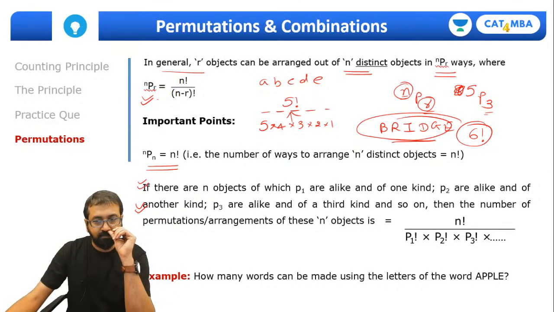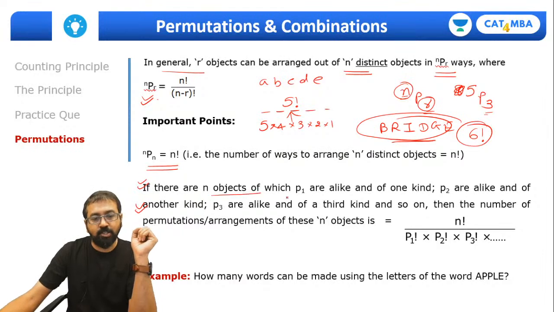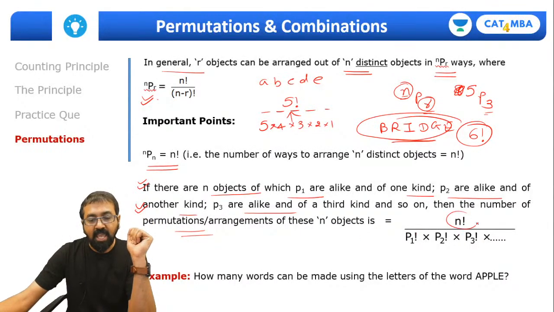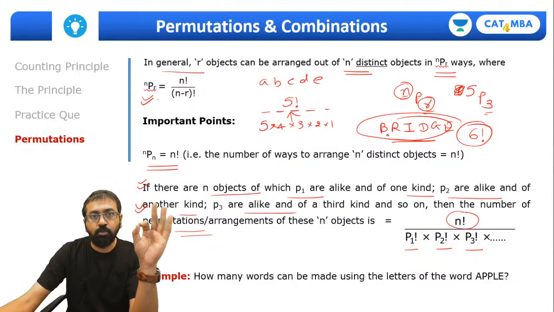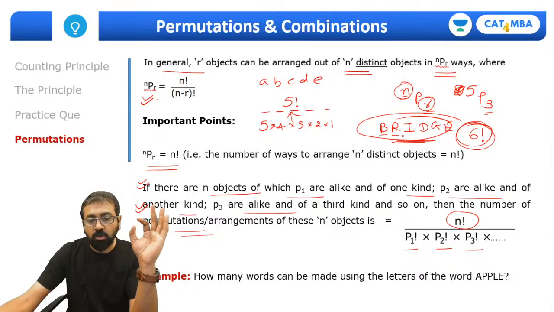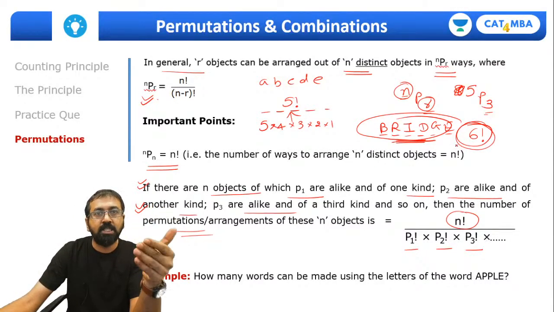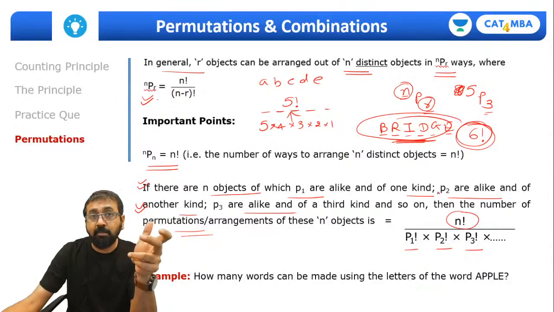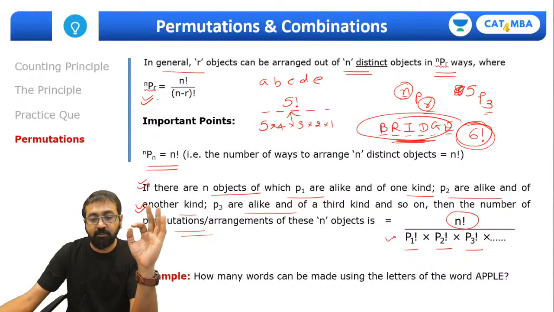If there are n objects of which p1 are alike and of one kind, p2 are alike and of another kind, p3 are alike and of a third kind, and so on, the number of permutations or arrangements of these n objects will be n factorial divided by p1 factorial, p2 factorial, p3 factorial, and so on. Please understand, when I asked how many different words can be made using the letters of the word BRIDGE, you straight away told me it's 6 factorial, because all the letters were distinct. But when some of them are identical, we will have to take care of that. In fact, we can apply this formula.